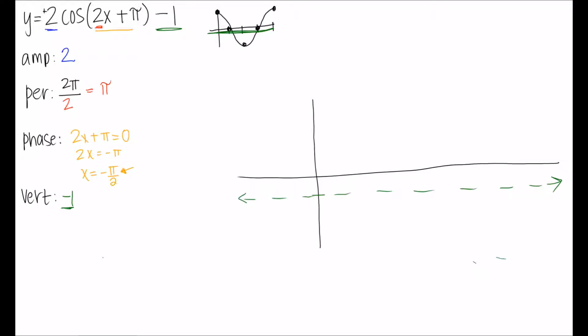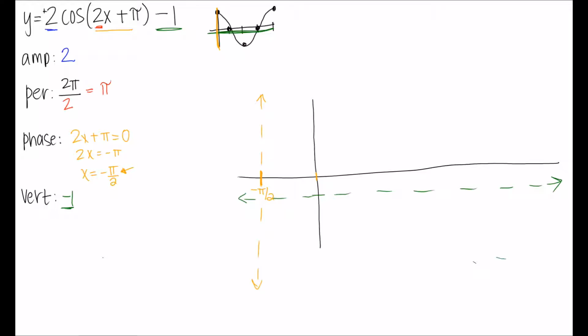Now we have this phase shift to talk about. The phase shift says that we're going to start our graph at negative pi over 2. So here's 0. Here's negative pi halves. So I'm going to draw a vertical line, and this is going to behave like our y-axis. This is the one tricky part about phase shifts. It affects how we split up our graph in terms of the period.